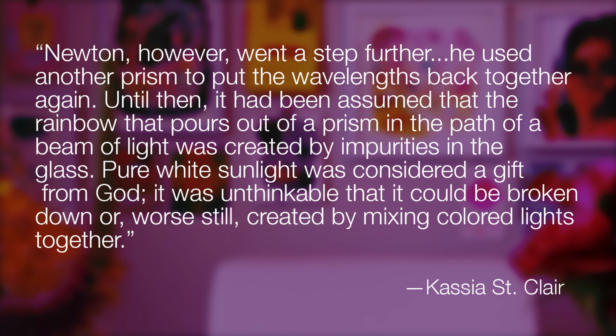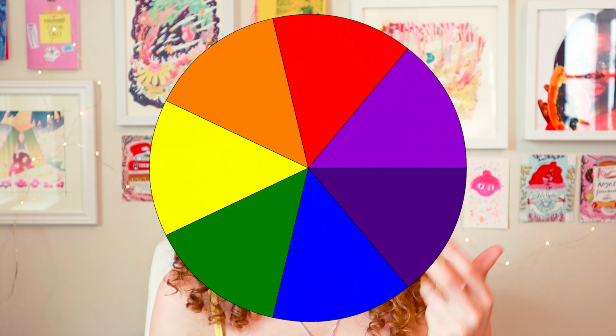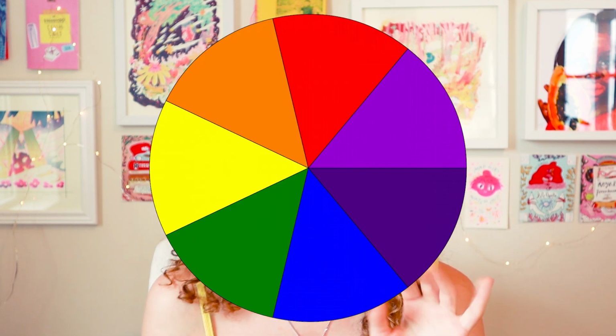Until then, it had been assumed that the rainbow that pours out of a prism in the path of a beam of light was created by impurities in the glass. Pure white sunlight was considered a gift of God. It was unthinkable that it could be broken down, or worse still, created by mixing colored lights together. Newton took this discovery to proclaim that there were actually 7 primary colors: red, orange, yellow, green, blue, indigo, and violet, or RYB.